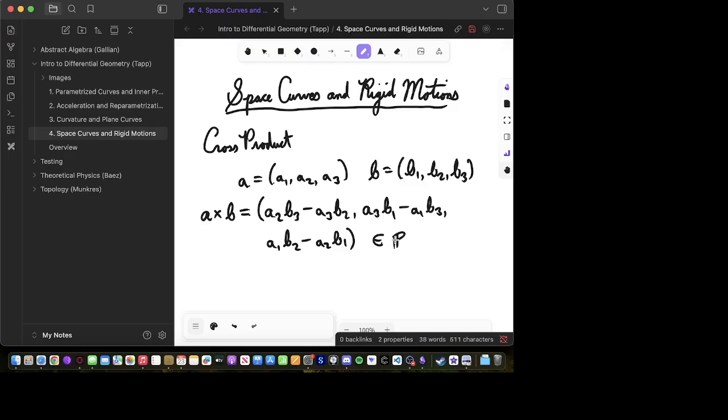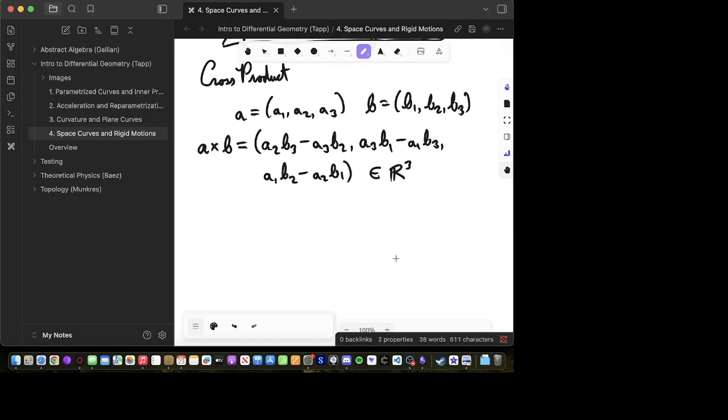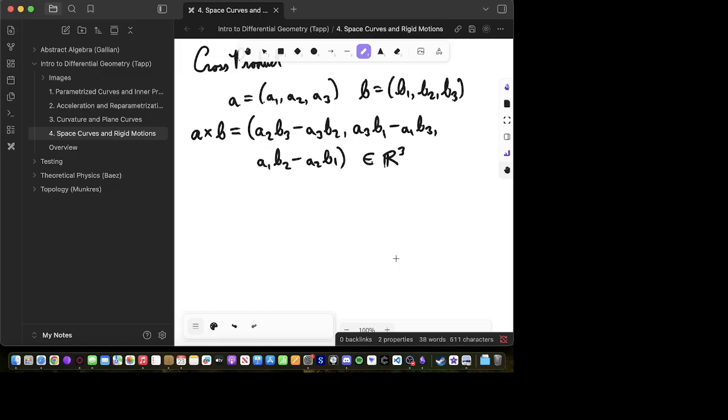And that is in R3. So this cross product is unique to R3. That is, there does not exist a two-dimensional cross product. And let's take a look at some lemmas that stem from the cross product. So we're not going to prove any of these. I'm just going to write them down.